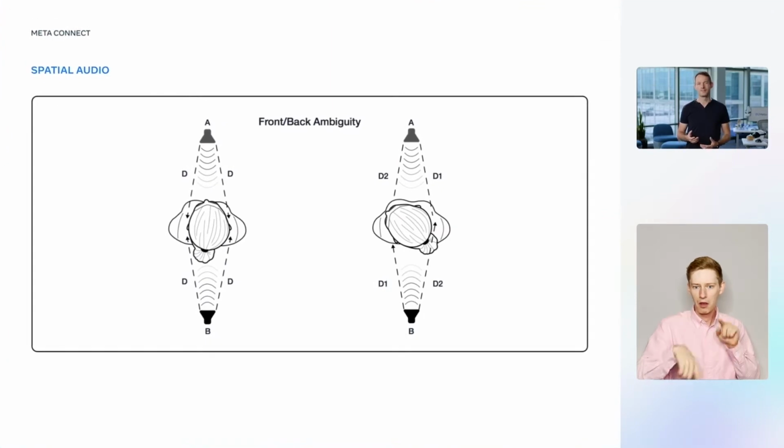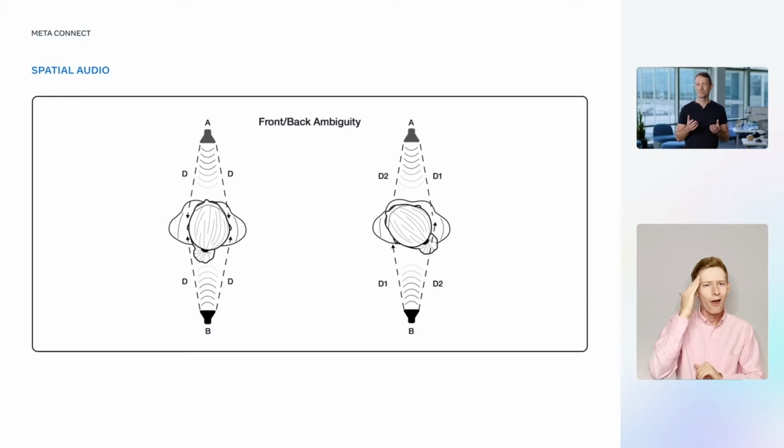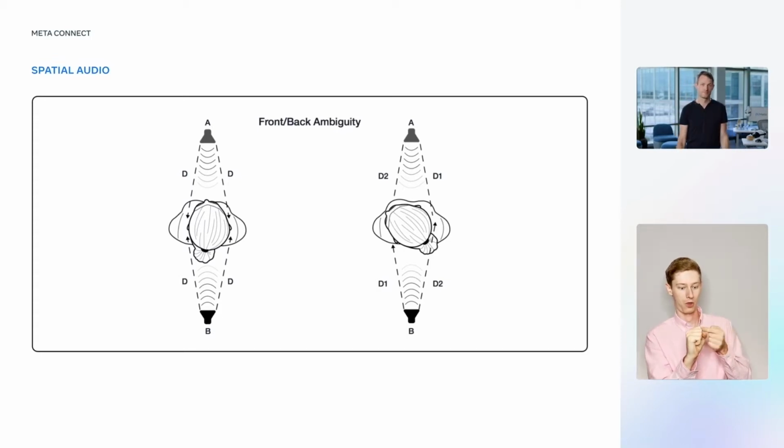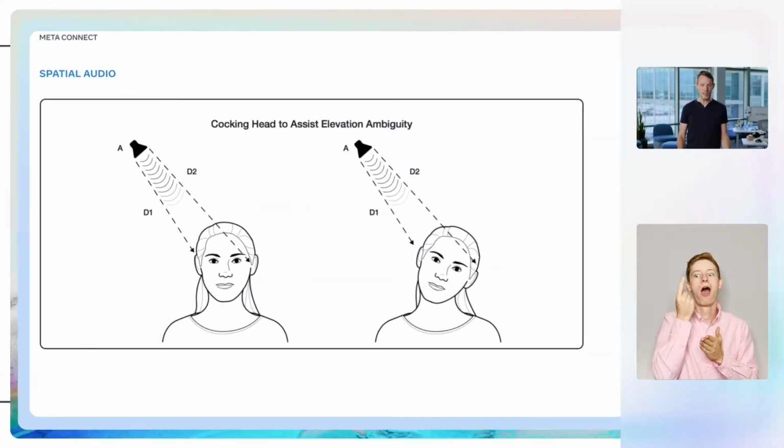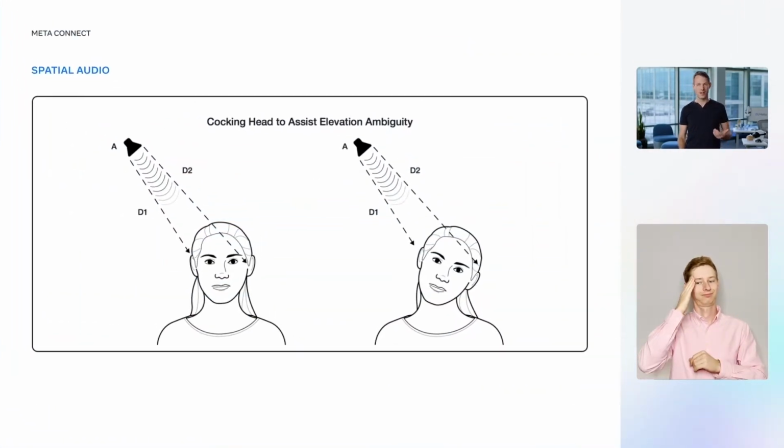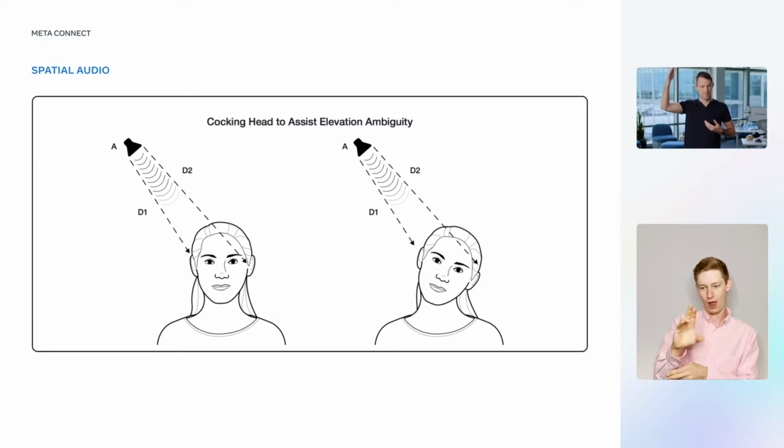Well, for one thing, our heads are never really stationary. We're constantly making small, subtle movements. You can see in this diagram that as the person rotates their head slightly, the distances between the sound sources in each ear will change. The brain picks up on these tiny differences and helps us distinguish between front and back. In the same way, these micro movements can help us determine if a sound is coming from above us or below us.